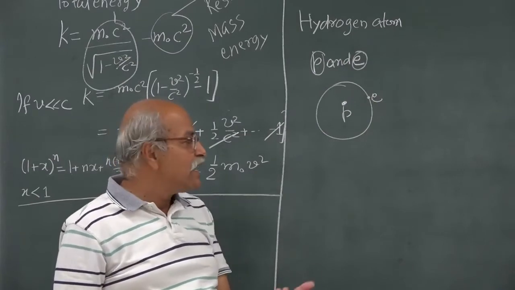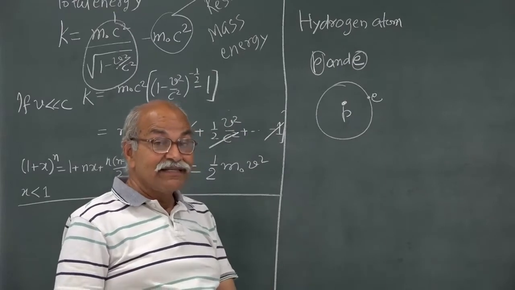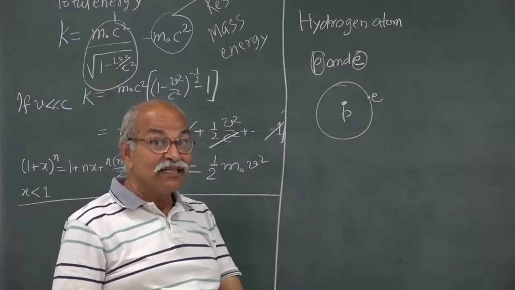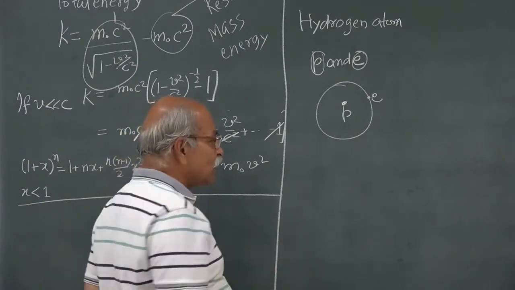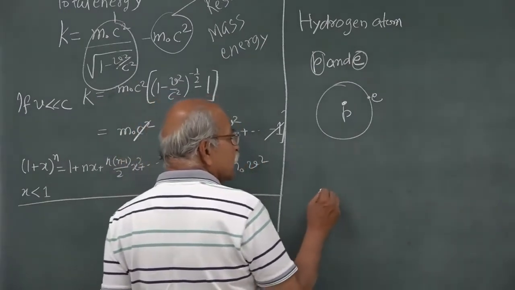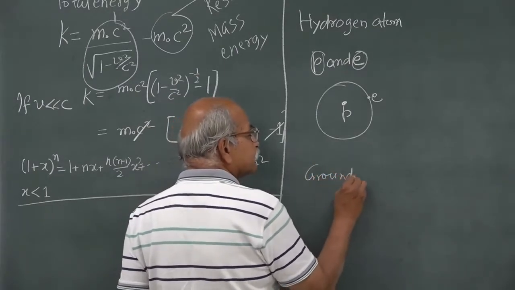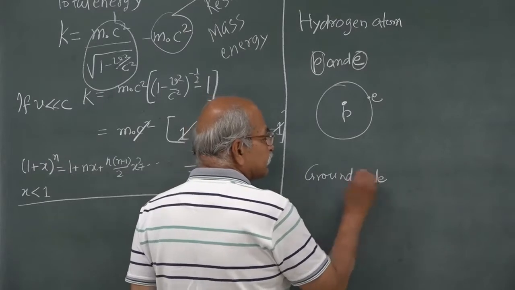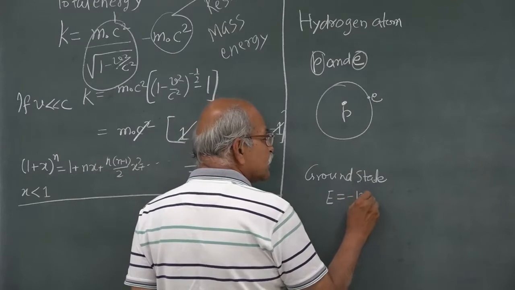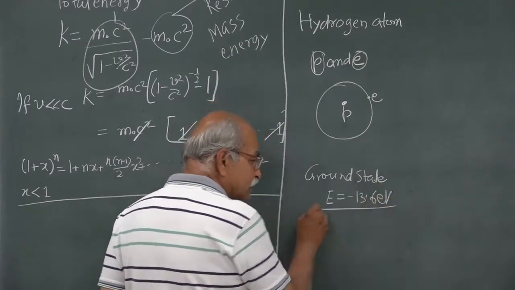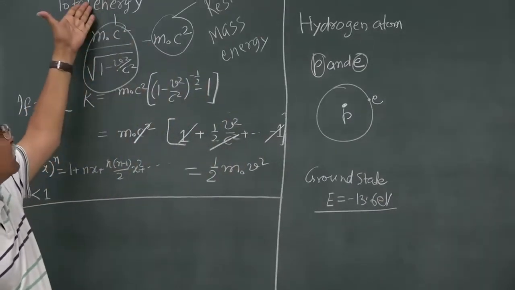And we say that in the ground state, in the lowest energy state, the energy of the hydrogen atom is minus 13.6 electron volt. You must have done all these things in schools, that in the ground state, or lowest energy state, the energy is, that is how we write, minus 13.6 eV. What is this energy E? This is not the same as this energy E that we write here, total energy.